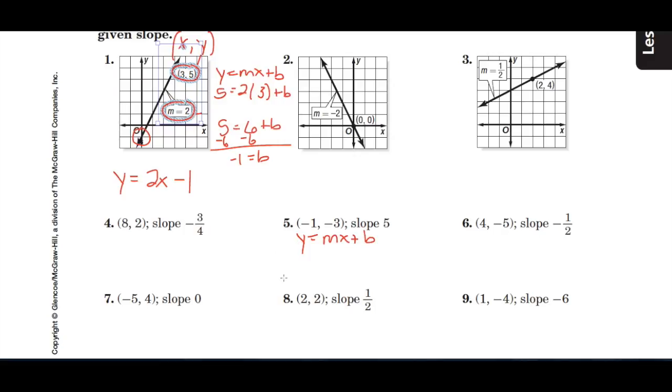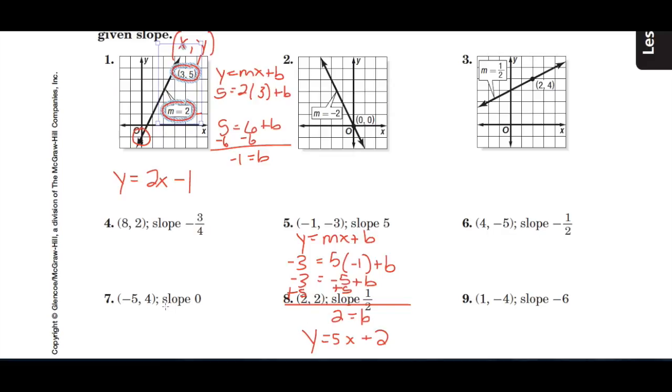For my y value, I'm going to put in -3, and for my m value, I'm going to put in 5. For my x value, -1, and then plus b. I get -3 equals -5 plus b. When I add 5 to both sides, I isolate my variable b and get -3 plus 5, which is 2. My final equation then is y equals 5x plus 2.